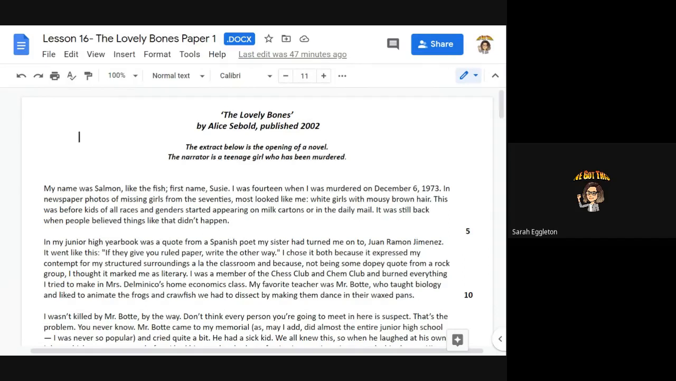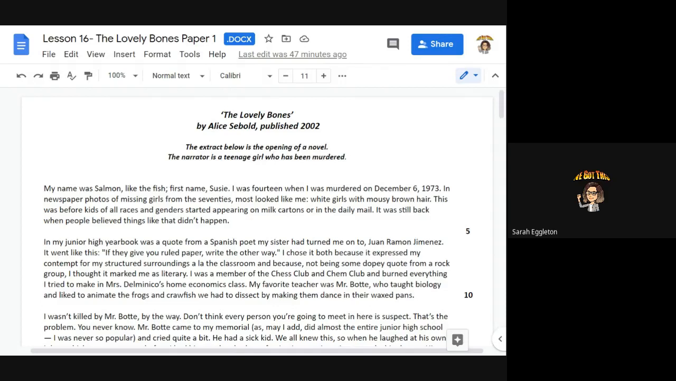The Lovely Bones by Alice Sebold, published 2002. The extract below is the opening of a novel. The narrator is a teenage girl who has been murdered. My name was Salmon, like the fish. First name, Susie. I was 14 when I was murdered on December 6, 1973.